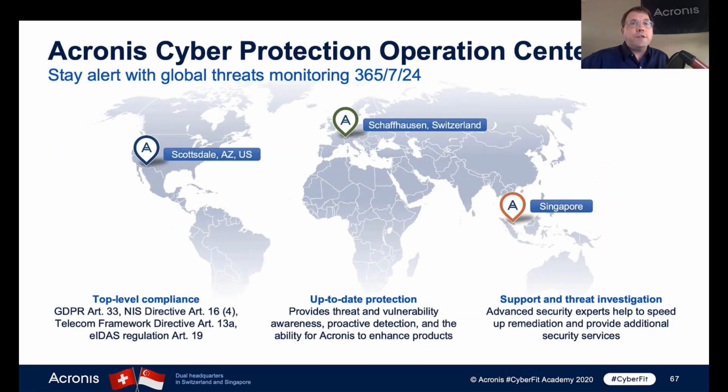We also have our Acronis Cyber Protection Operations Center, as I mentioned a few minutes ago. There are 3 of them. They're strategically placed around the world in our 2 headquarters in Singapore and Schaffhausen, Switzerland, and in our large US office in Scottsdale, Arizona. Collectively, it means that we have 24/7, 365 support, where we have a team that is looking for situations that are coming up that need to be notified to our partners, provide vulnerability awareness, proactive detection, notifications, make sure that you can be proactive with your security.